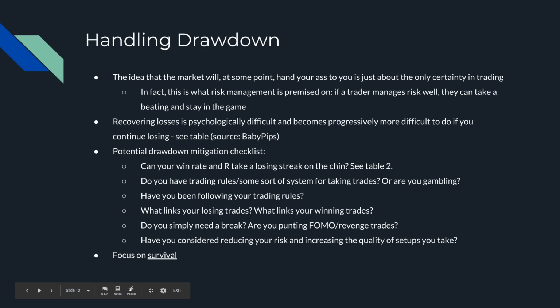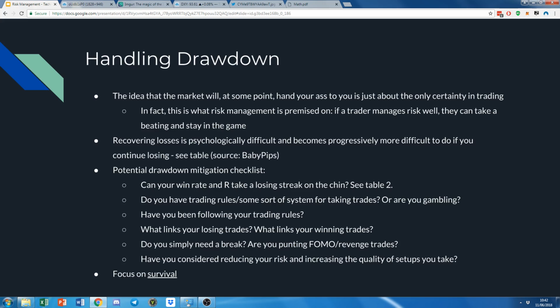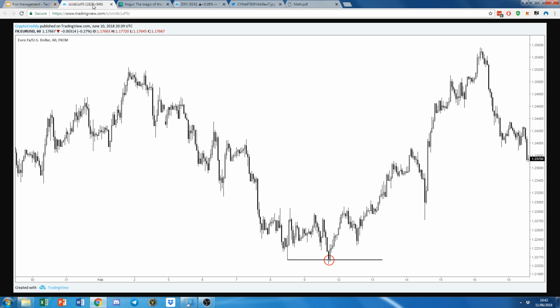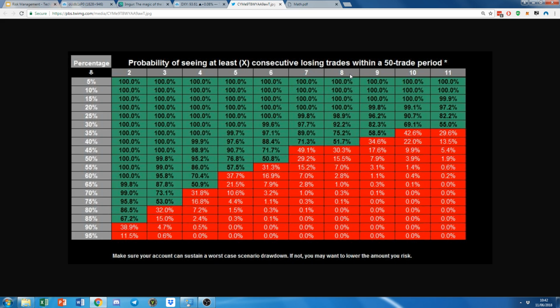So there are certain things you can do in drawdown to try to mitigate it and basically stay afloat and stay alive, right? When you're getting your ass handed to you by the market, there are certain things you can look at and assess to try to limit that before you get to all those scary numbers. So here are a few of them. So the first is, can your win rate and R take a losing streak on the chin? See table 2.